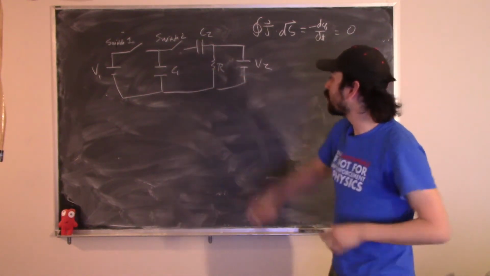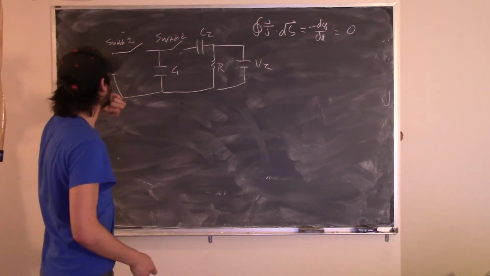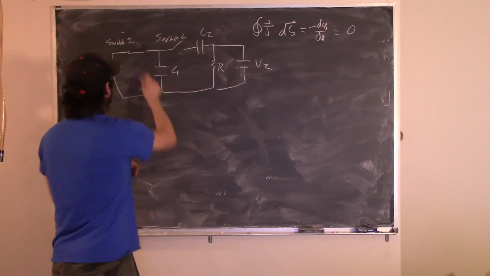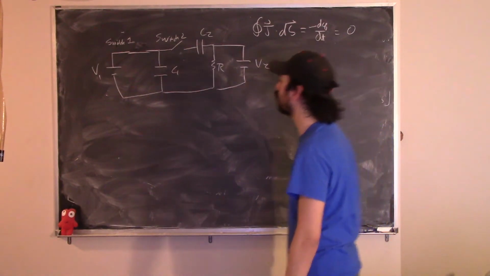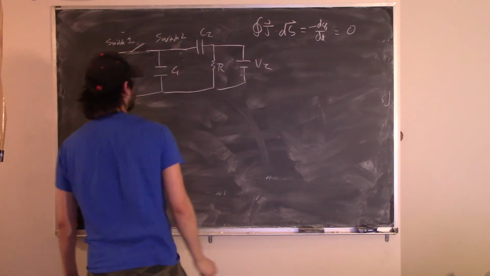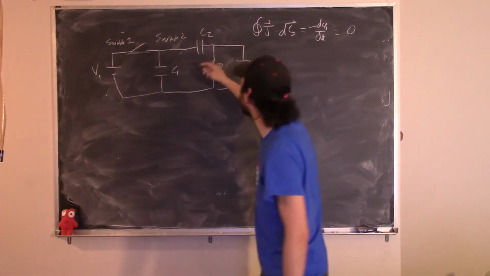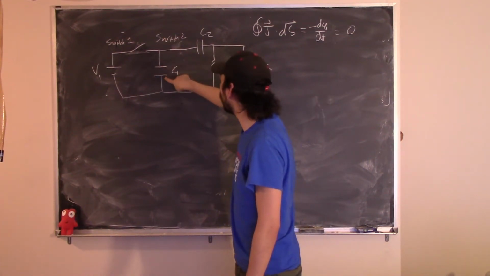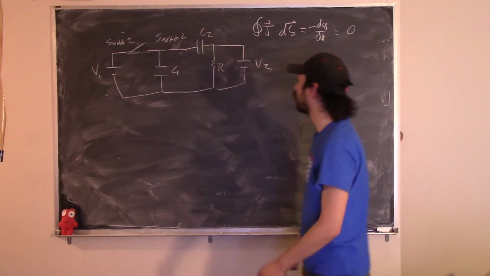Okay, so for this one, you have this circuit here, and you have these 2 switches, switch 1 and switch 2. The way that this works is I'm going to close switch 1 and wait a really long time so that this capacitor is fully charged. And then I'm going to open this switch and close this switch. And what I want to do is find what the current is through this resistor and what the charge is going to be on the capacitor C1 and the capacitor C2 after I do that operation.